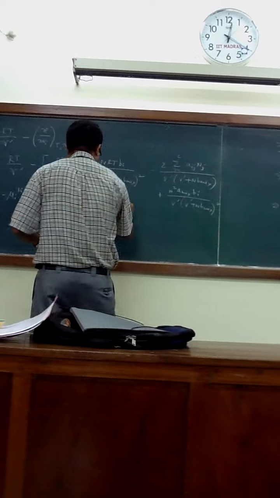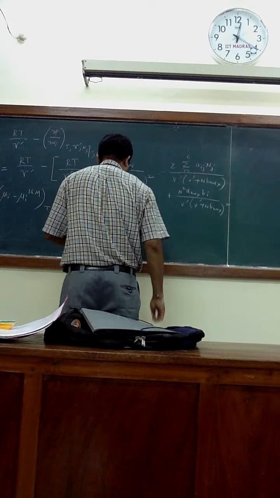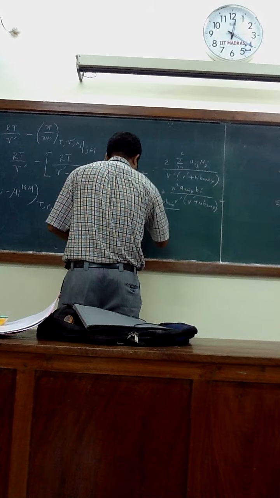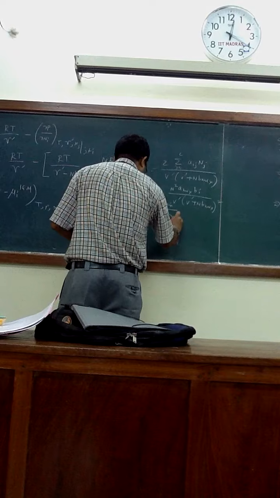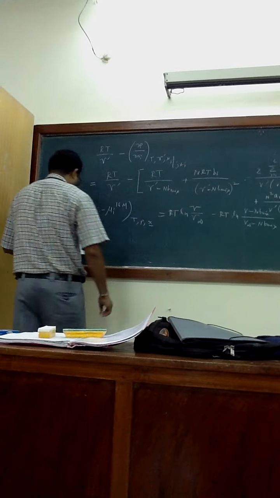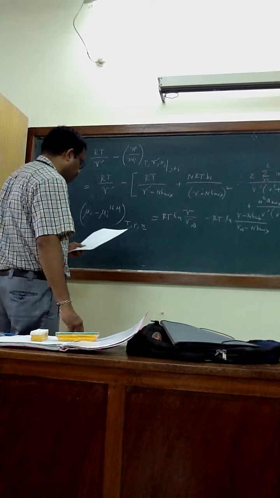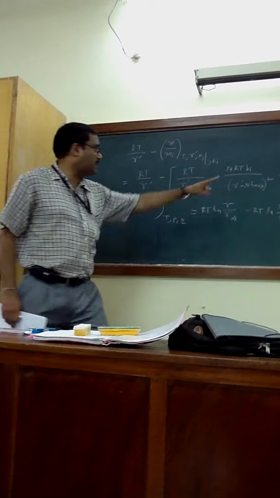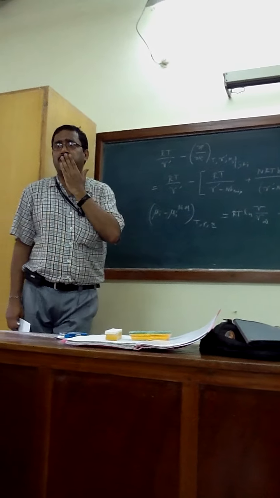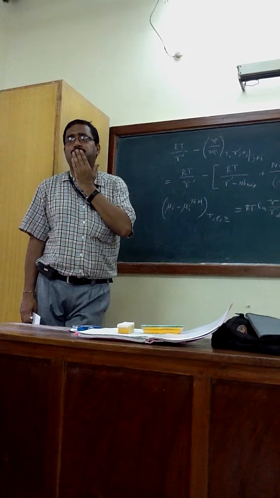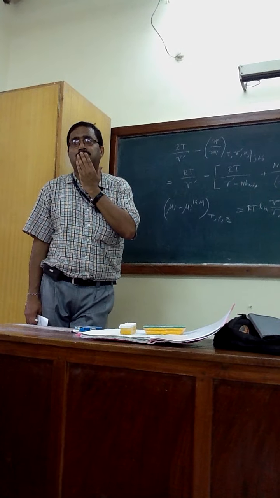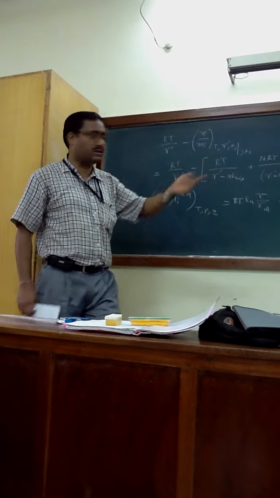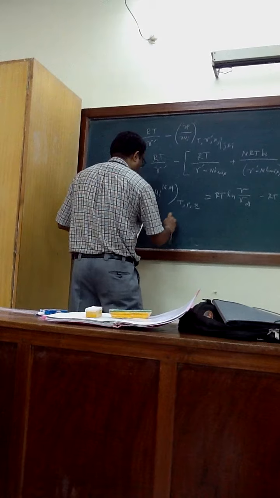Minus RT ln V minus NB mix, V infinity minus NB mix. Next. Minus or plus? Plus. Why plus? Because after integration, dx by x square gives x to the power minus 2 plus 1 by minus 2 plus 1. Minus into minus gives plus.